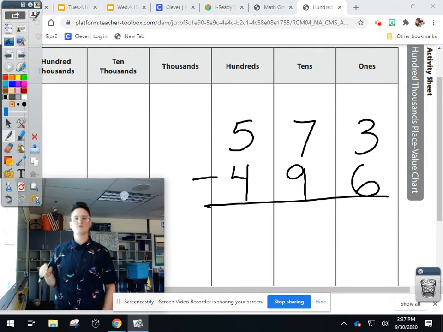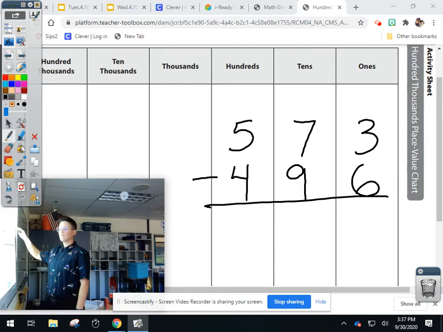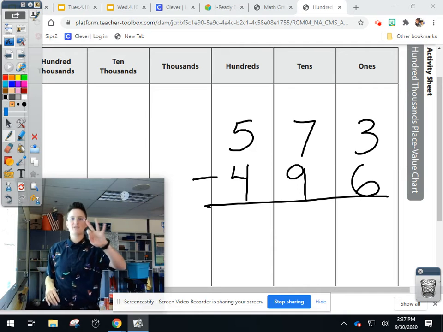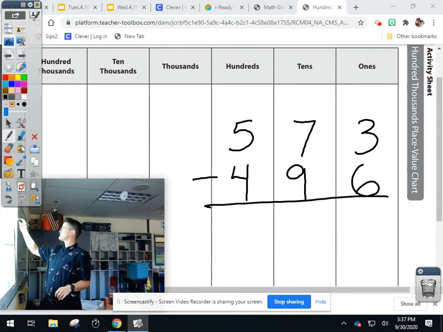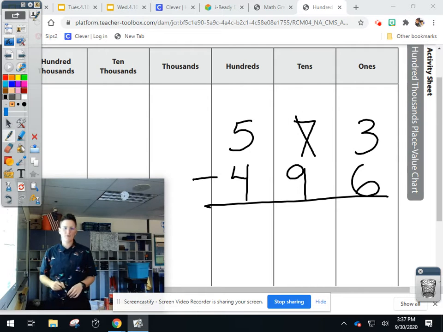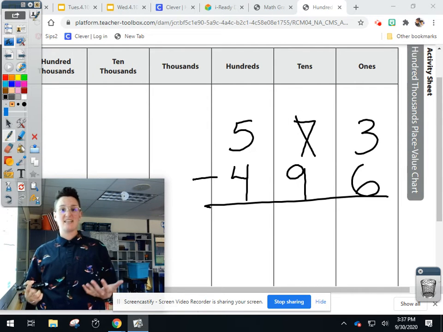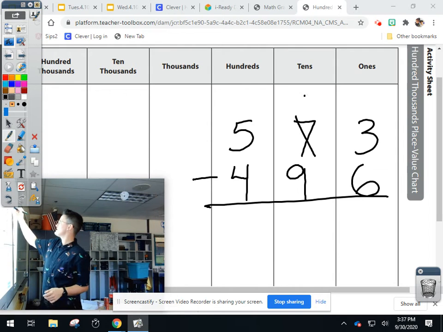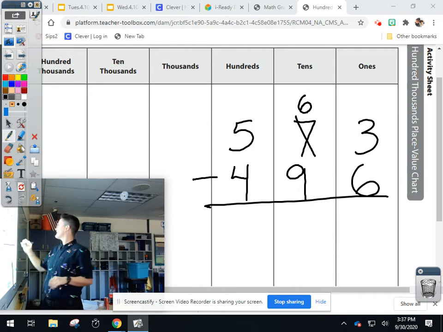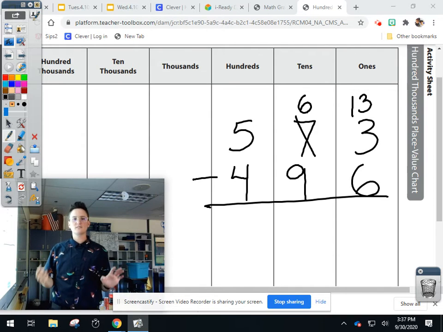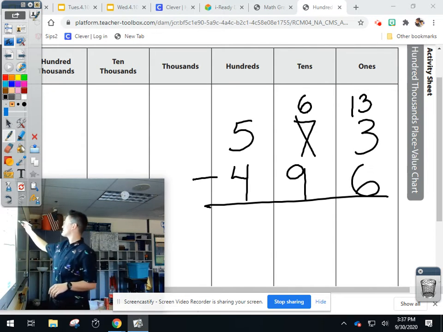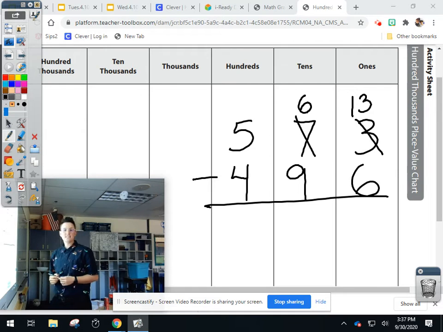Okay? So first thing I'm going to do is look at my smallest place value, which is the ones, and I'm going to subtract the ones first. I have 3 in my top number, and I'm taking away 6. If I only have 3 things, I can't take away 6. Okay? So I have to go next door to my neighbor and borrow from my neighbor because my neighbor has 7 tens. So I can take one of those tens, leave them with 6, and I can take one of those tens and add it to the ones that I have. 10 plus 3 is 13. So that's where I'm getting that 13. Now I have 13 minus 6 is 7.